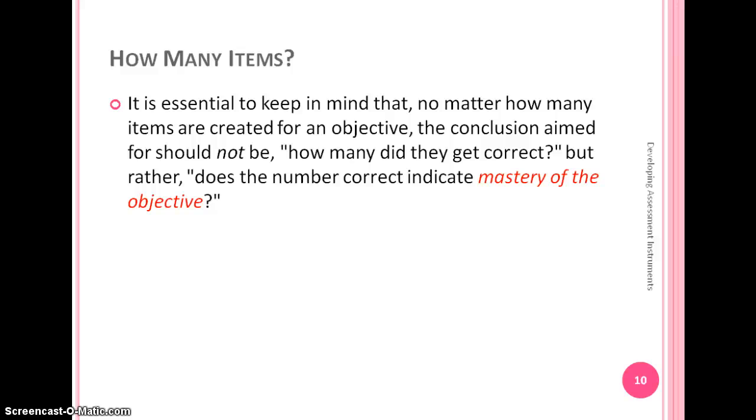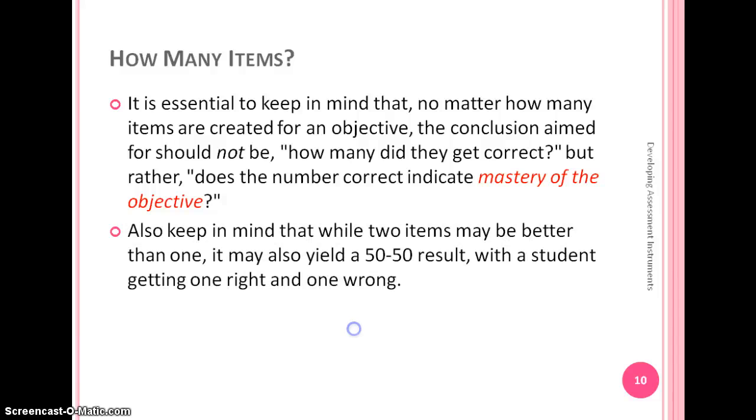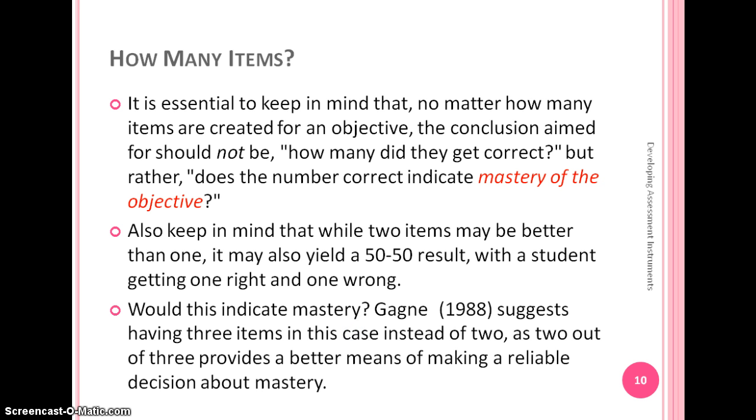So if there are 3 questions, and your students manage to get all 3 correct answers, then it shows that they have mastered the objective. Also keep in mind that while 2 items may be better than 1, it may also yield a 50-50 result with the student getting 1 right and 1 wrong. Okay, so if you have 2 items, then yes, that would happen.